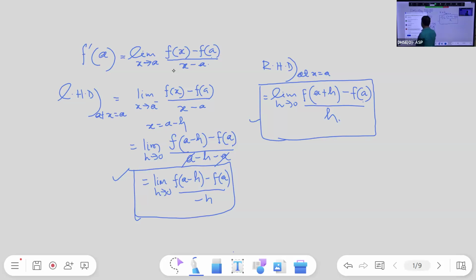So a function is differentiable at x is equal to a if the limit, that is limit x tending towards a, f of x minus f of a upon x minus a, exists. If this limit exists, then we can say that the function is differentiable at x is equal to a, and it is denoted by f dash a, or the derivative of the function at x is equal to a.